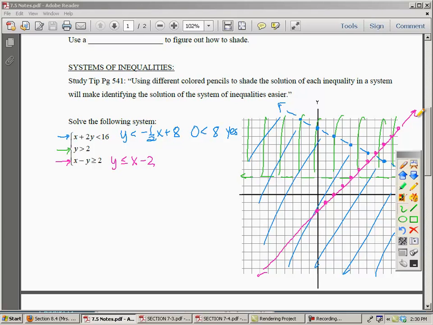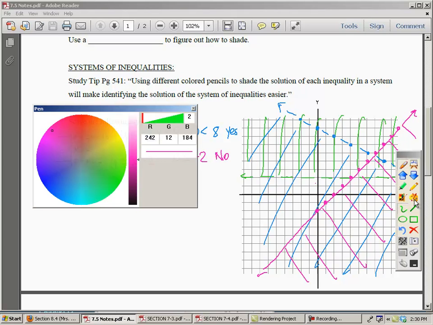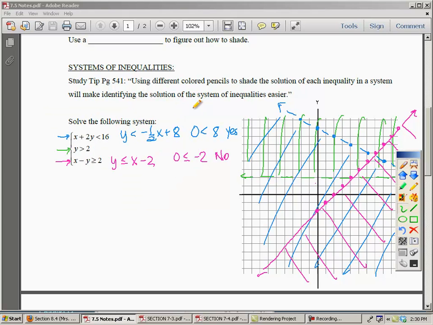And I'm going to test the point 0, 0. Is 0 less than or equal to negative 2? The answer is no. So this would be shading towards 0, 0. I'm going to shade away from it. And I'm going to find a color. Let's go this gray color where I can find the intersection.